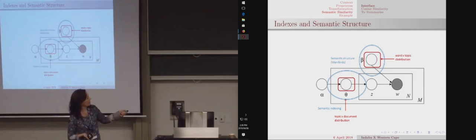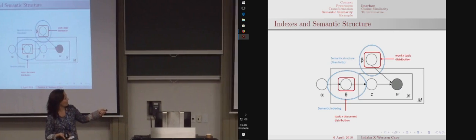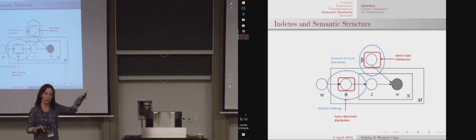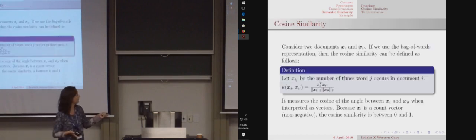If you look at the topic model, then beta gives you the semantic structure and theta gives you the indexing, because this is the clustering and that is the dimensionality reduction. So that is where you get the information. This is just an example on topic models.